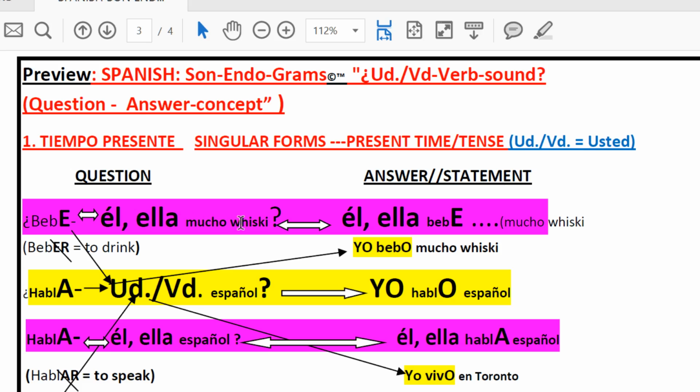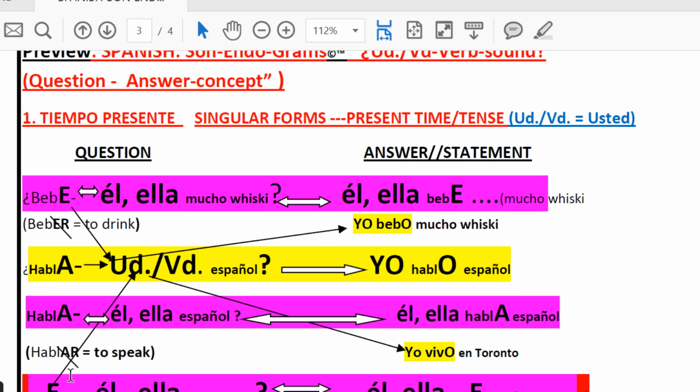Bebe ella mucho whisky? And the response, ella bebe mucho whisky. And for the third verb sound, vive.